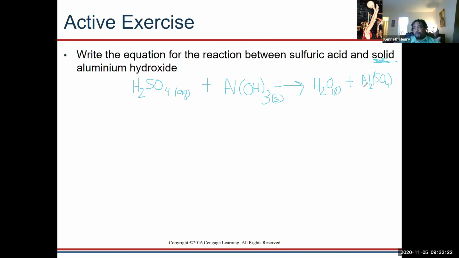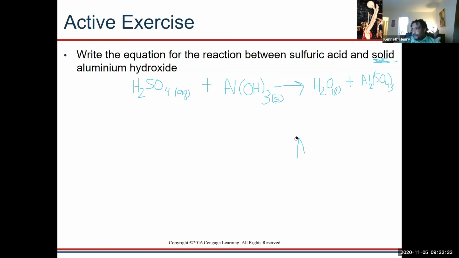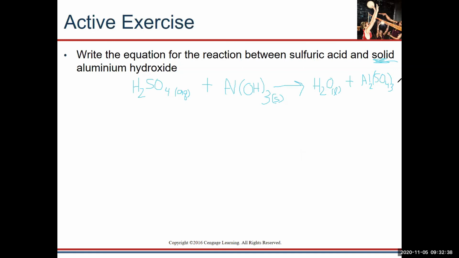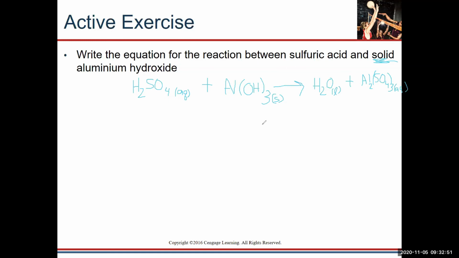Because it isn't aluminum plus 3. Oh, okay. 3. Okay. And that's aqueous. Okay, is it balanced? No. Okay, what do I need to do to balance it? Write out all your elements. Okay.